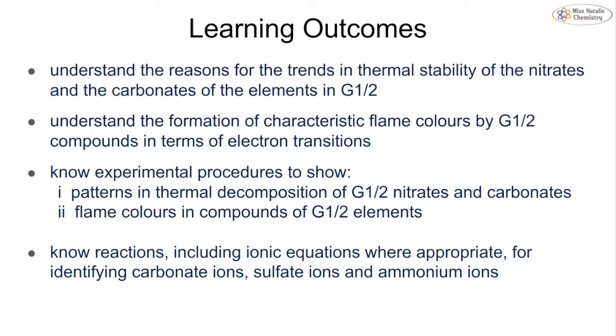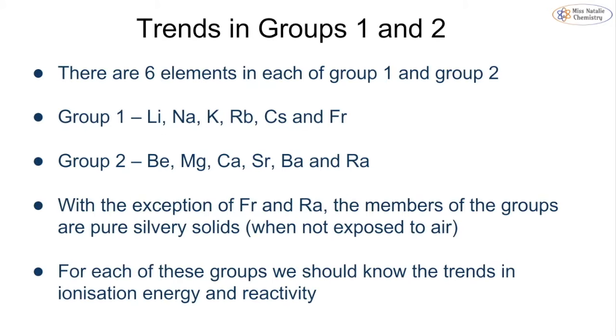We'll also link into thermal stability as well as flame colours and how we carry out a flame test and why flame test occurs, as well as the reactions for identifying carbonate ions, sulfate ions and ammonium ions. So let's start off by looking at groups 1 and 2.